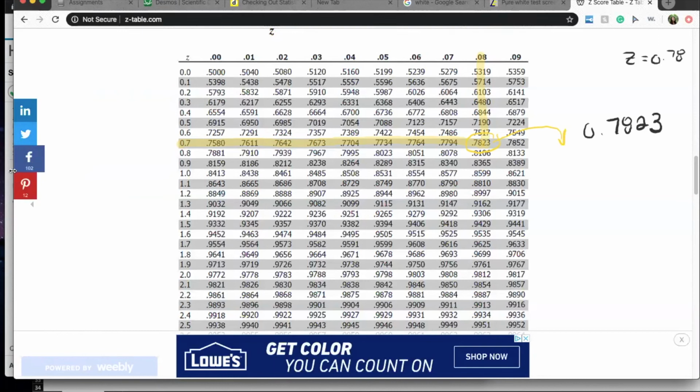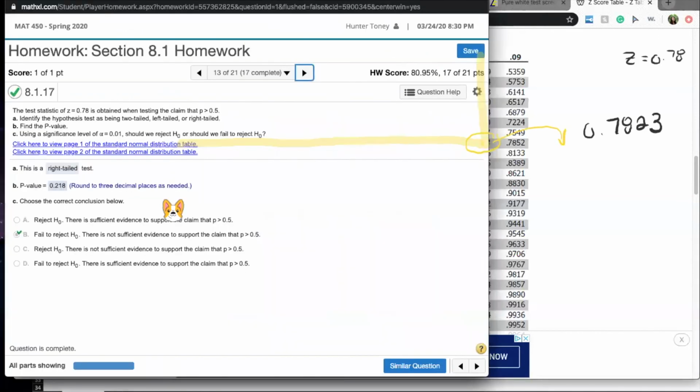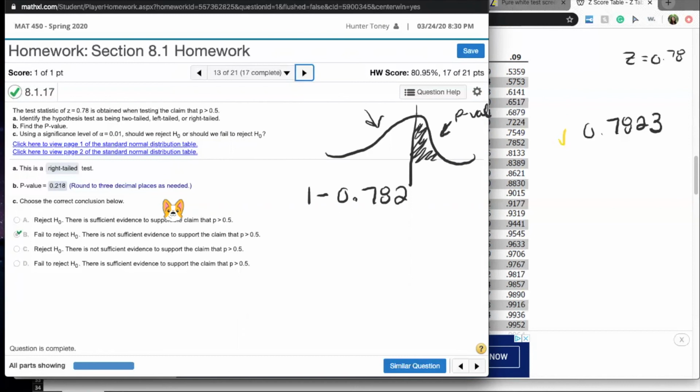So going back to our problem, remember that when we had our graph that I drew much better the first time, we were looking at this side. And remember that the z table is always giving you the cumulative area to the left. So because we found the area on the other side, we'll have to subtract from 1 to get our p-value area on this side. So we can just do 1 minus 0.7823, which will equal 0.218.